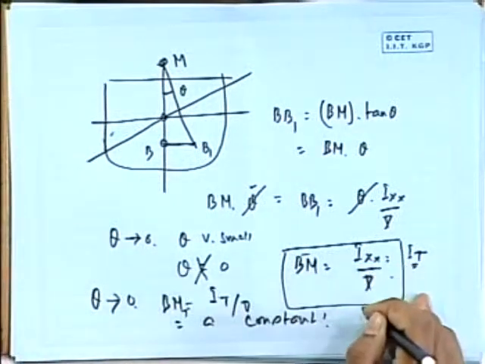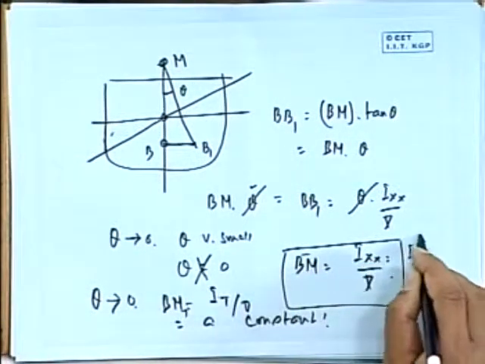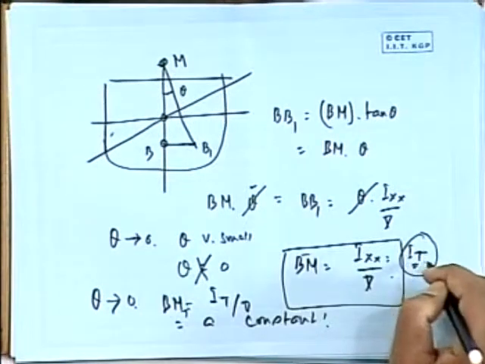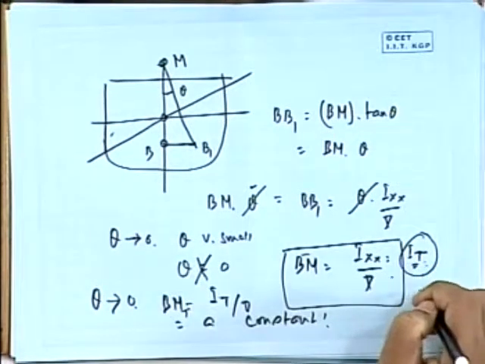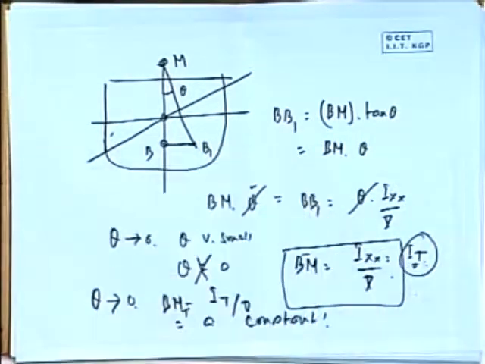I will conclude by saying that we have just proved that BM is Ixx by V or It by V, and as I said earlier, we call it that, but this is really a misnomer. It is really a longitudinal moment of inertia, but we call it It simply because it is studied for transverse stability.